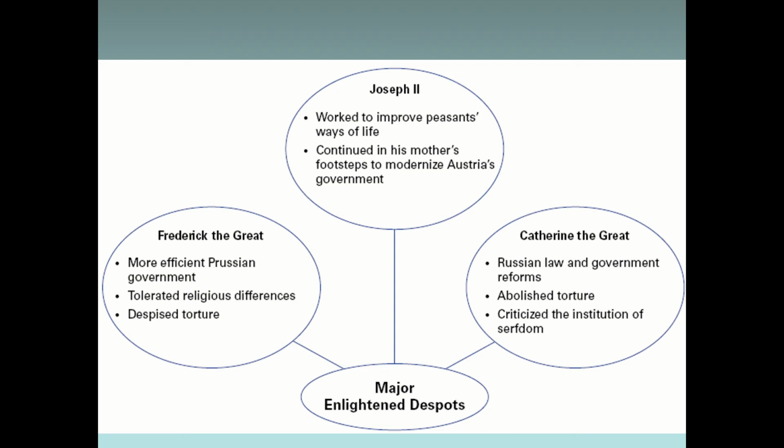And then you have Catherine the Great. Again, Russian law and government reforms, spreading out the decisions made by those absolute rulers, and delegating to other people who could concentrate on, hey, what's the economy doing? What are the people saying? What do they need? Things like that. She actually got rid of torture, which is kind of nice. And she criticized the institution of serfdom. Serfdom is essentially slavery. You're a slave and you're tied to the land. Peasants could theoretically move around, but if you had a landowner, the serfs were the ones who stayed and worked the land.